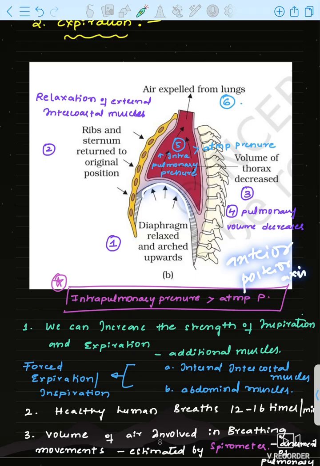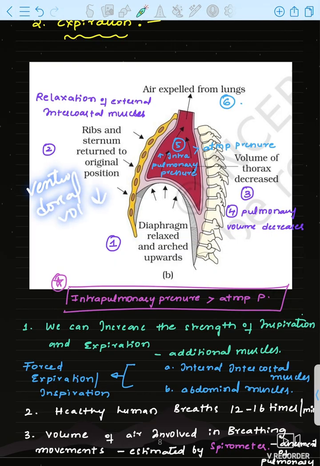posterior axis. Volume is decreasing, and you can see ribs and sternum here, they are reduced to original position by relaxation of external intercostal muscles. Again the external intercostal muscles are also relaxing, so it is coming backward to its original position. What happened now? Ventrodorsal volume is also decreased compared to inspiration. What happens? See, volume of thorax decreases, and pulmonary volume also decreases.